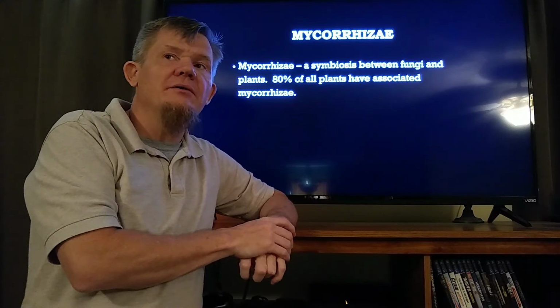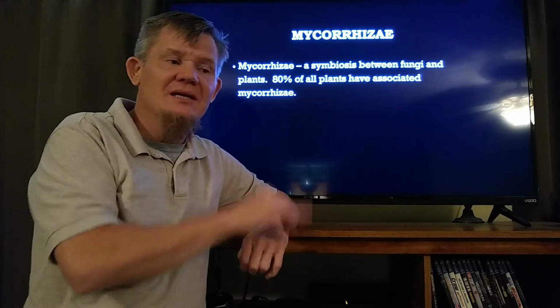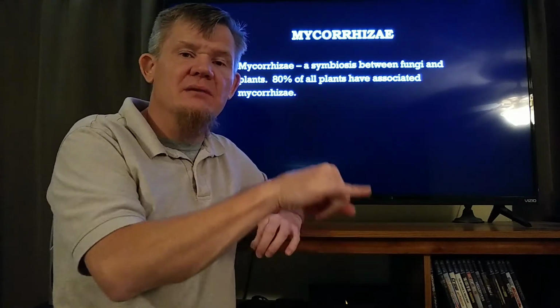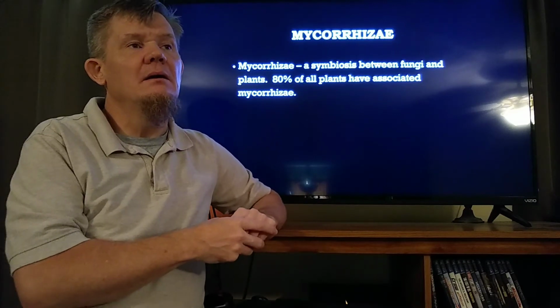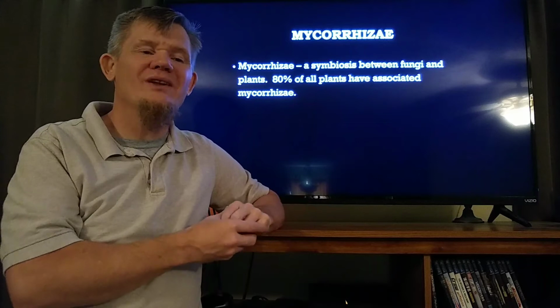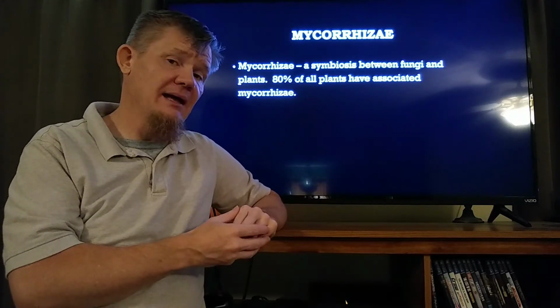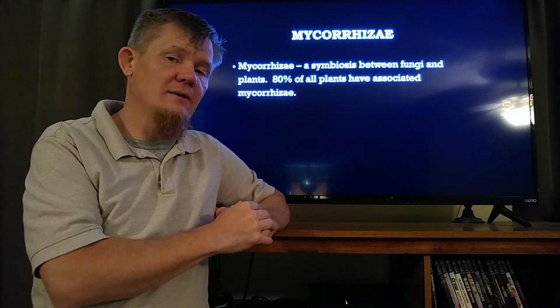Most of the absorption of water is done by these little things called root hairs. Tiny roots are better at absorbing water than big roots. The more root hairs, the more tiny roots a plant has, the better it is at absorbing water. And we know that plants have to have lots of water.